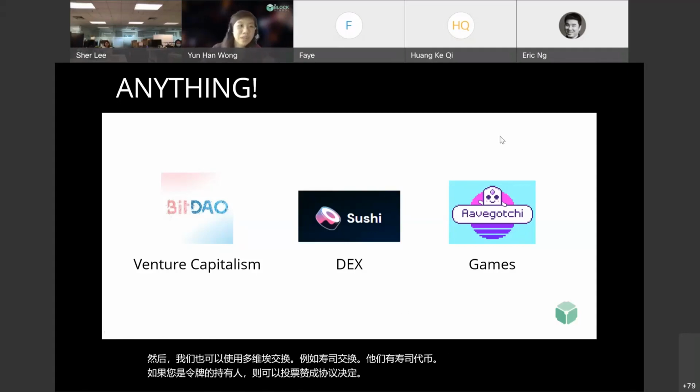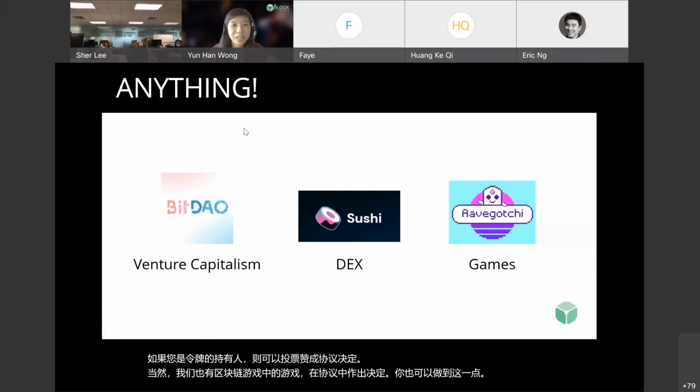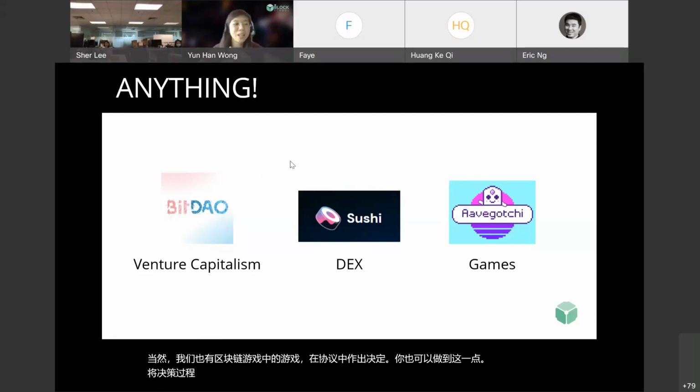And then, of course, we also have games. In a blockchain game, to make decisions in a protocol, you can also DAO it. Bring the decision-making process to the token holders. So there are a lot of things that you can DAO. Like, we can also DAO Shun's life, and then we control him. All right.